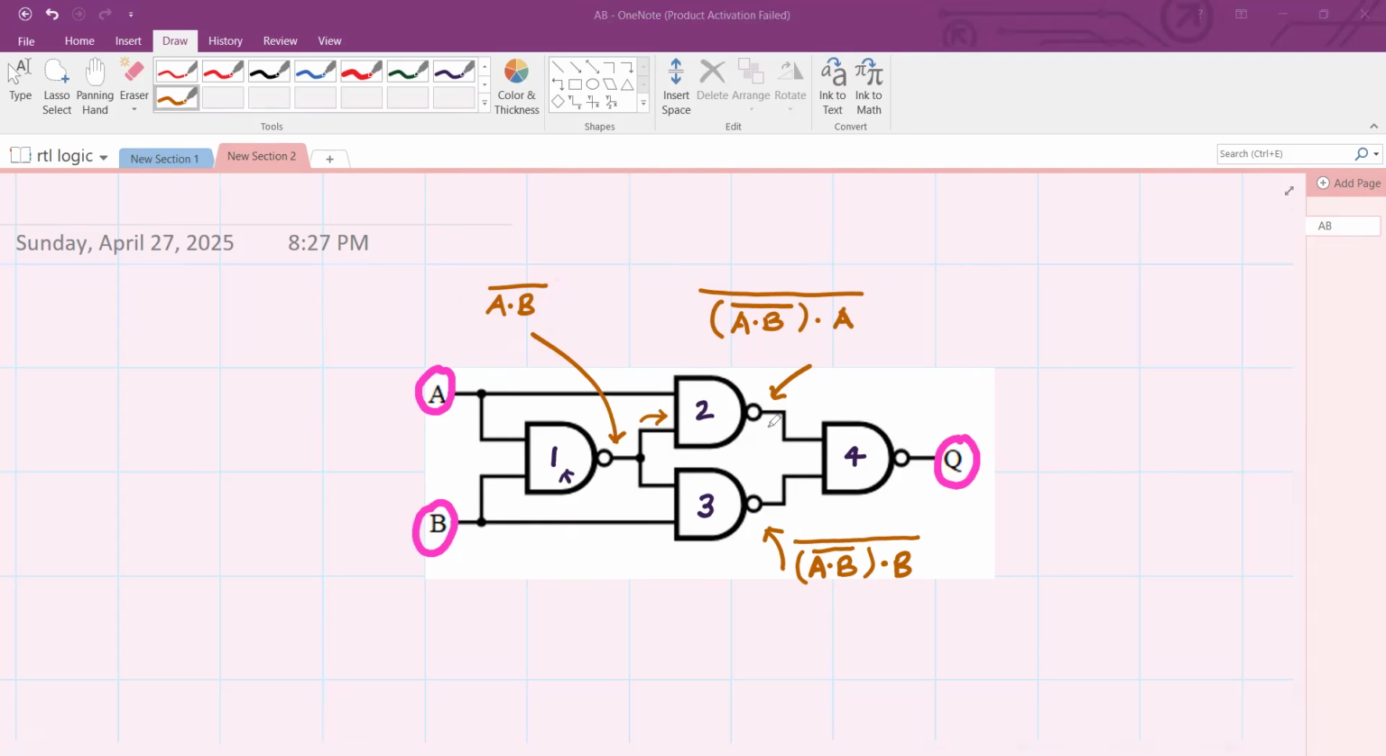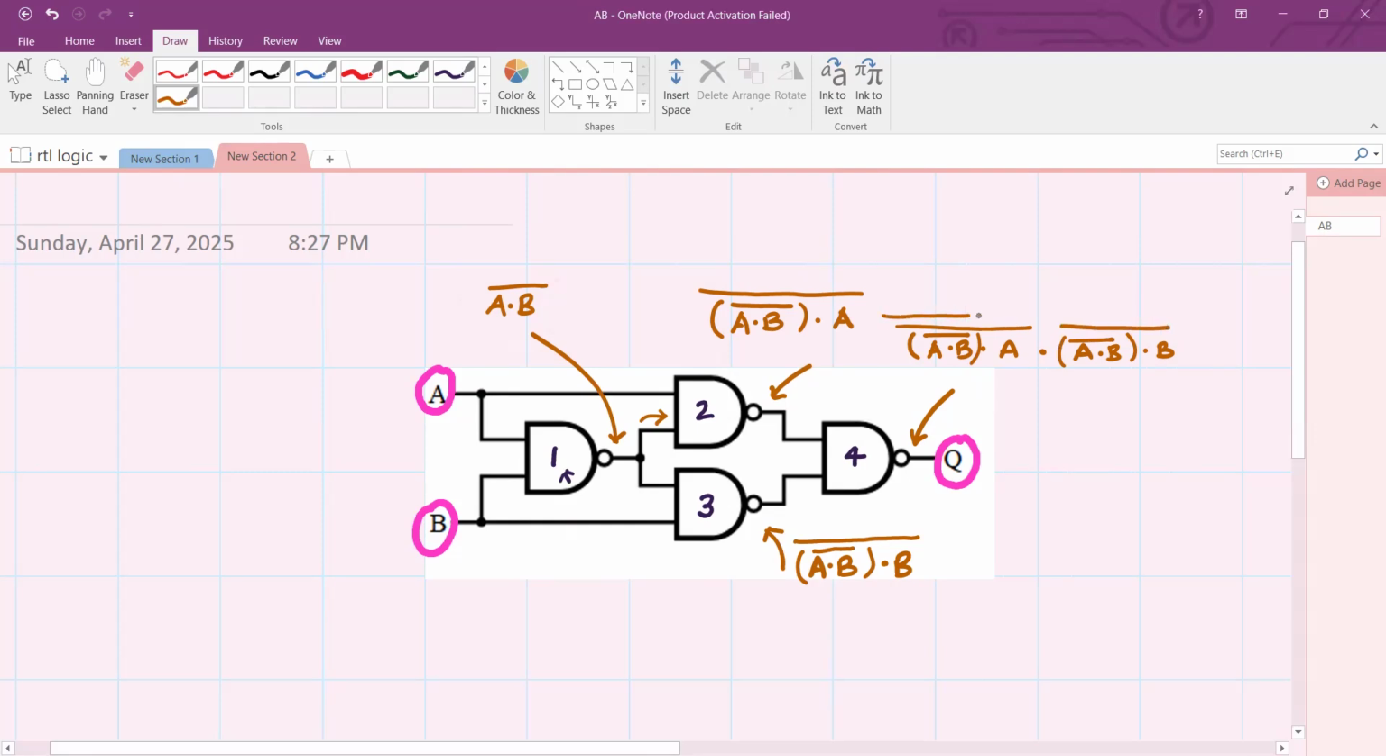Now we see that gate number four has two inputs. The input coming here is this one, and the input coming here is this Boolean expression. The output here we want to monitor. So the output here can be written as A NAND B, then take a bar of it, and then again A dot B bar in the parenthesis, and then this is B, with a bar here as well, and then a total bar. This is how your output Q is.